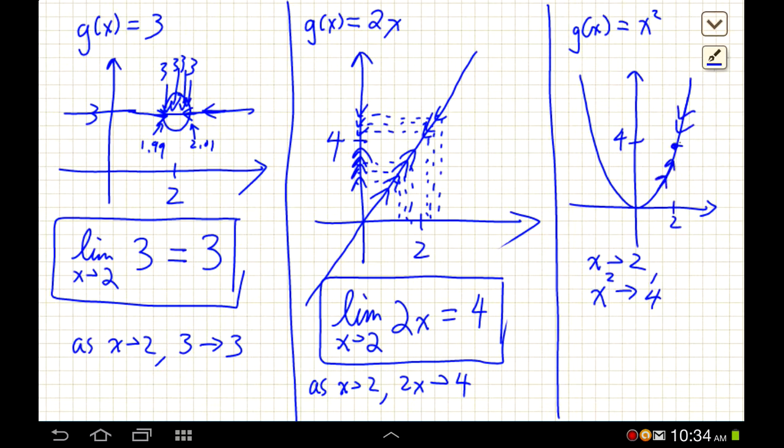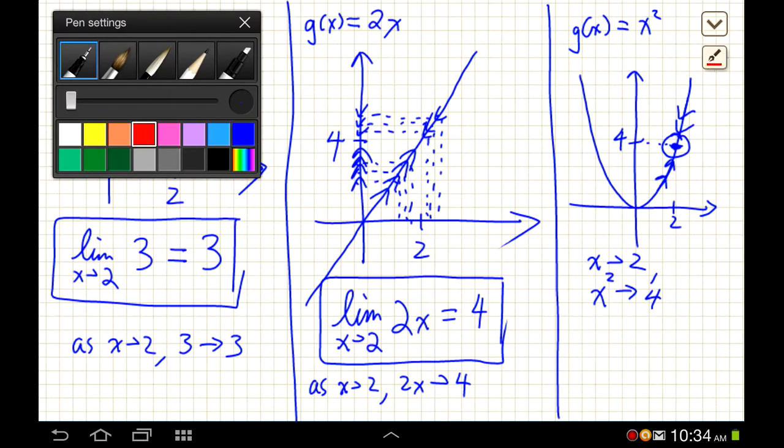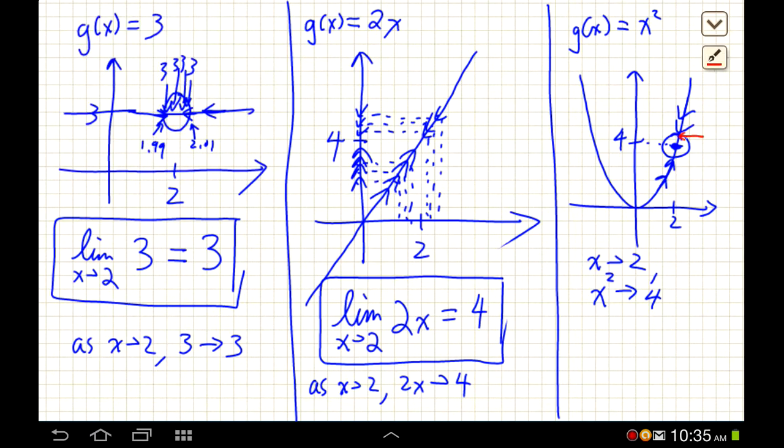The limit around this circle here, right? These numbers that we're dealing with, these y value numbers, are all getting near the value 4. So for this reason, we say the limit as x approaches 2 of x squared is equal to 4.